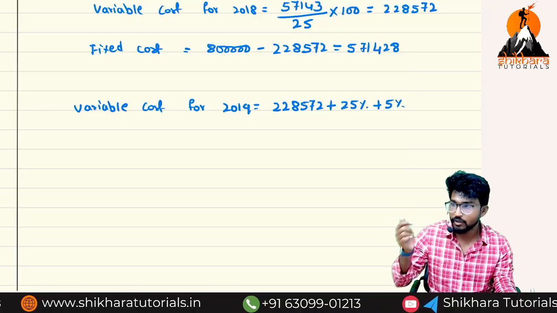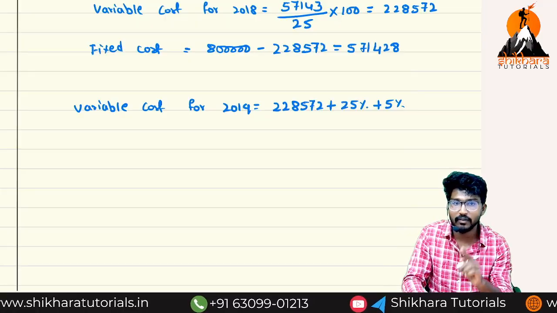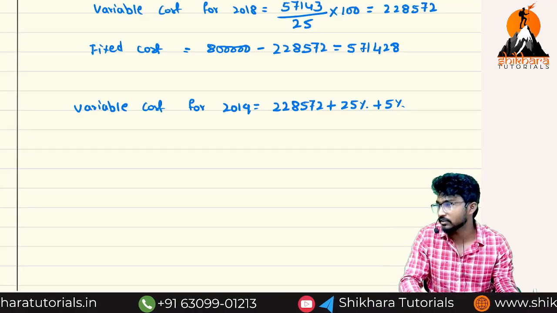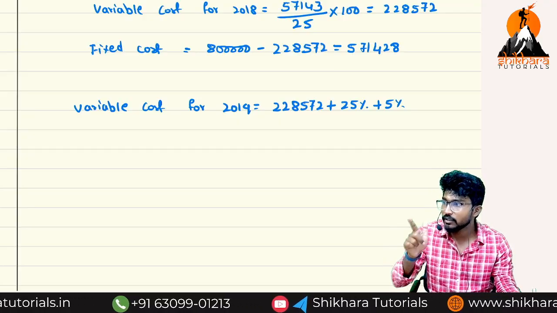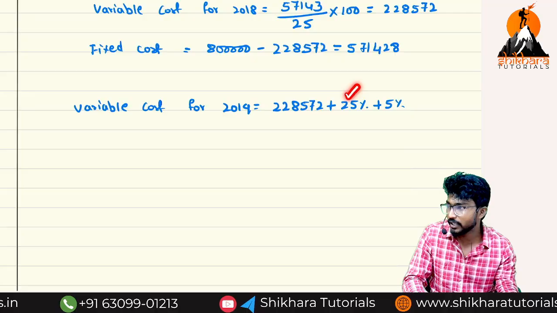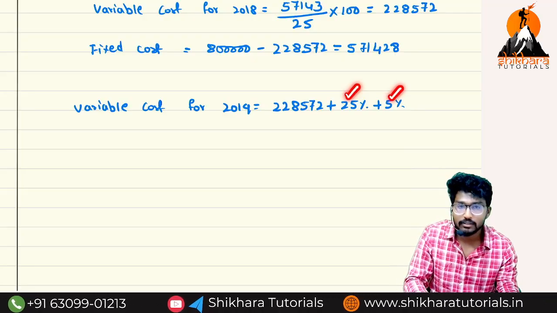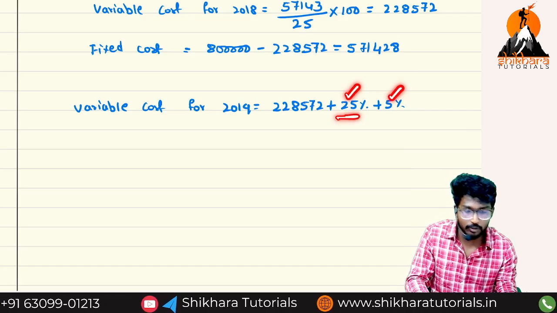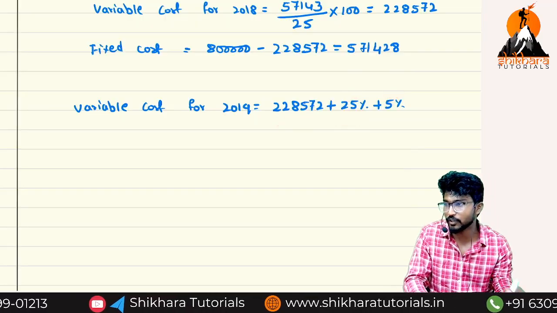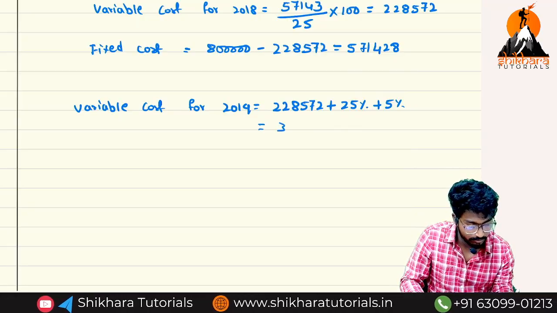One is volume as well as rate, but fixed cost will only be affected because of rate change. If rate changes, fixed cost will also change, but if volume changes, only variable cost will change. Variable cost is affected by volume, nothing but change in units, as well as change in rate. Volume is increased by how much? 25%. Now 2,28,572 plus 25% plus 5%.